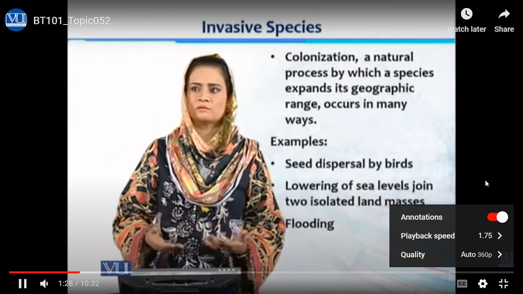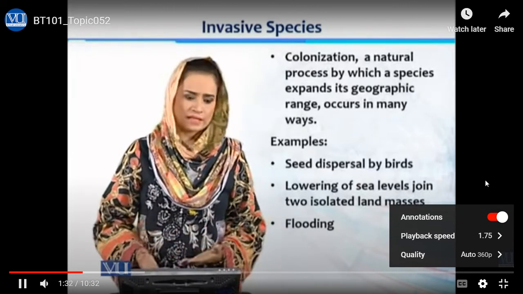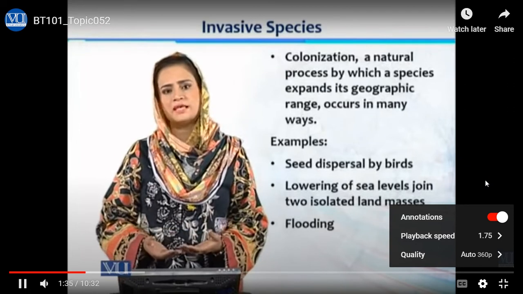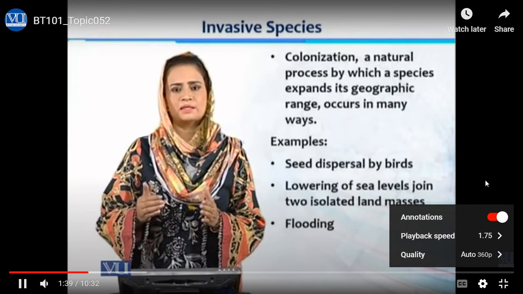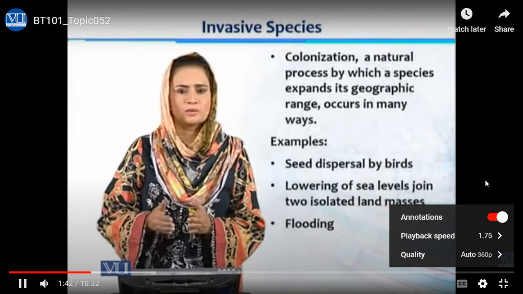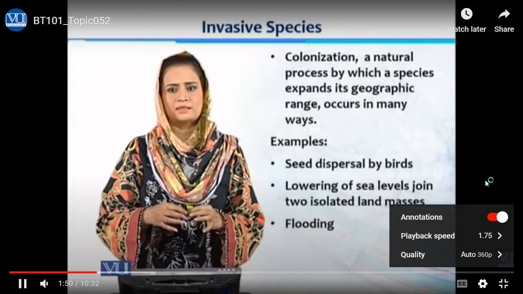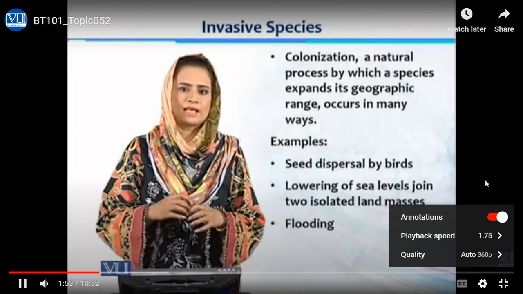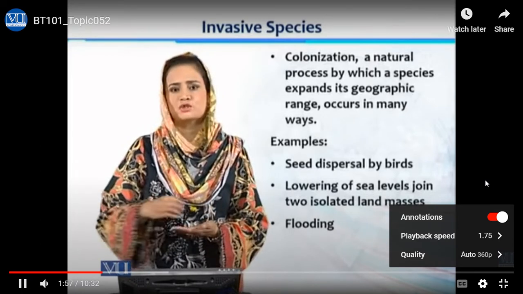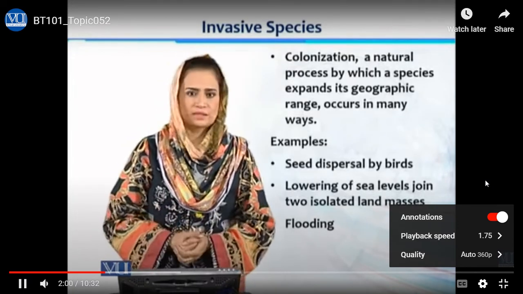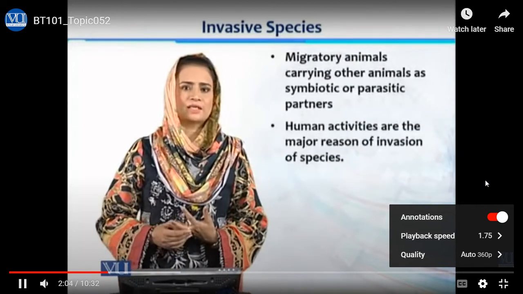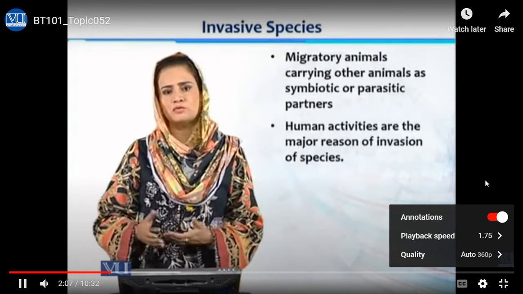And in this colonization, other factors could be, for example, lowering of sea levels due to certain reasons. And because of that lowering of sea level, two parts of land which are not connected to each other, because water was a barrier between them, so when that sea level is reduced, there would be a bridge or there would be a neck of connection between two land masses. And animals, utilizing that bridge, can move from one land to another land. Besides this, migration is another factor. Migratory animals move by themselves, so they move from one place to the other place.